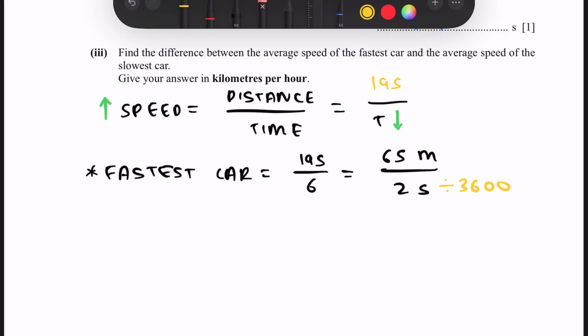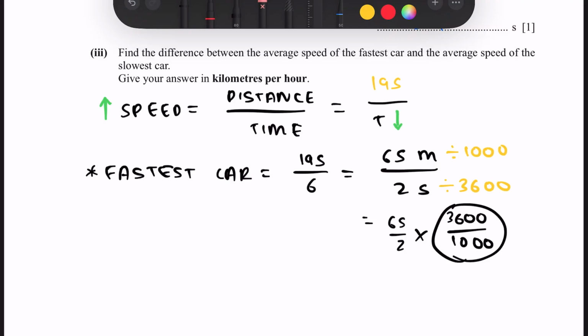And to convert meters to kilometers, we divide by 1000. So when we do this, dividing something by 1000 for the numerator and dividing something by 3600 for the denominator, what we're essentially doing is multiplying it by 65 by 2 times 3600 by 1000. So this constant 3600 by 1000, i.e.